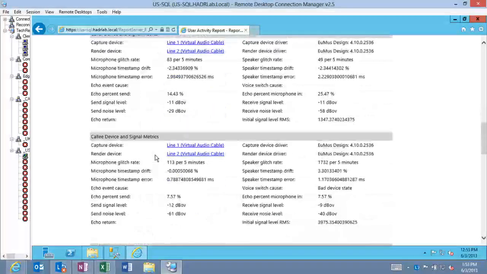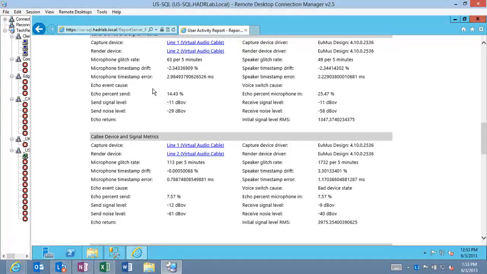So scrolling down, I can see some information on the capture devices on both the caller and the callee. If the user called up and said, hey, this was a poor call, I'm using that certified headset that you sent me. It's usually really great, but today it wasn't very good. You can go in and look at this report objectively after the fact, and you could see, yes, you were using that certified headset, or no, actually you weren't. You didn't have it plugged in.